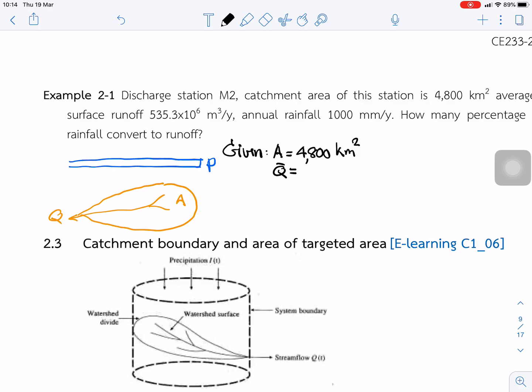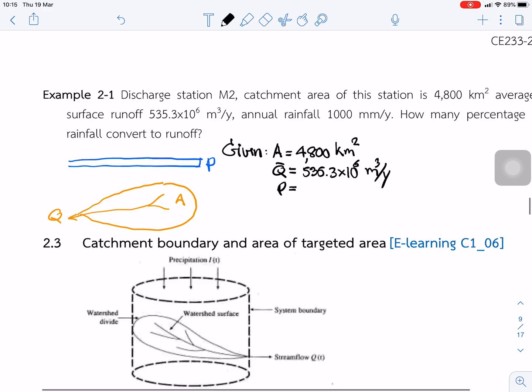Q is about 535 times 10 to the power 6 per year, and P is 1,000 millimeters per year. So we want to find how much percentage of rainfall converts to runoff. Okay, the ratio of Q over P in percent.